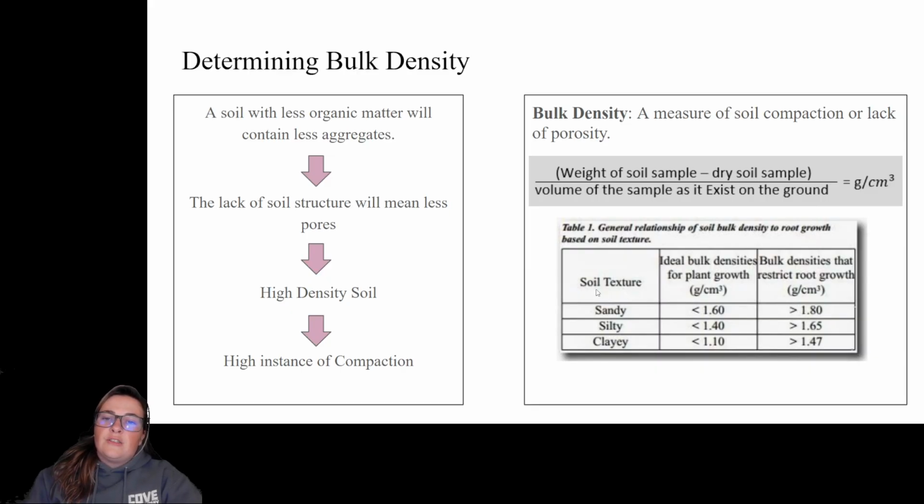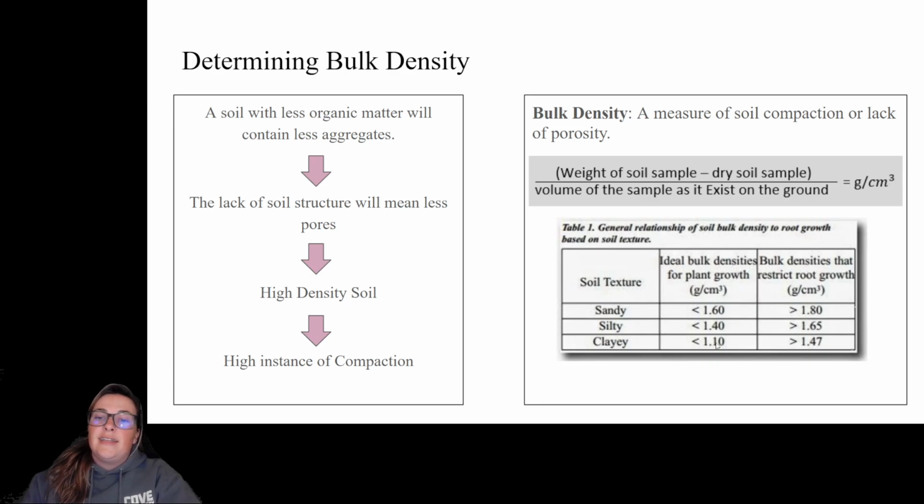We can reference the soil texture, and then we can see what the ideal bulk density of that space would be for plant growth, right? So if it's a sandy soil texture, if it's less than 1.60 grams per centimeter cubed, that's ideal for plant growth. If it's greater than 1.80, that will restrict your root growth. So this is a way to quantify exactly how much density or how much compaction is unhealthy for your soil and for your plants, depending on the specific soil structure you are working with, right? And as you can see, as we get into more clay-like soils, there's less of a tolerance for bulk density.